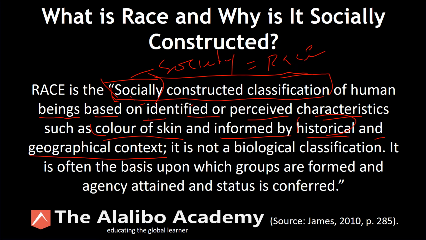Now, it also says that it is not a biological classification. Now, this could be very confusing on the face value. We all know that race is natural. You are born into a certain race, and that fact alone is biology. So what does it mean that it's not a biological classification?